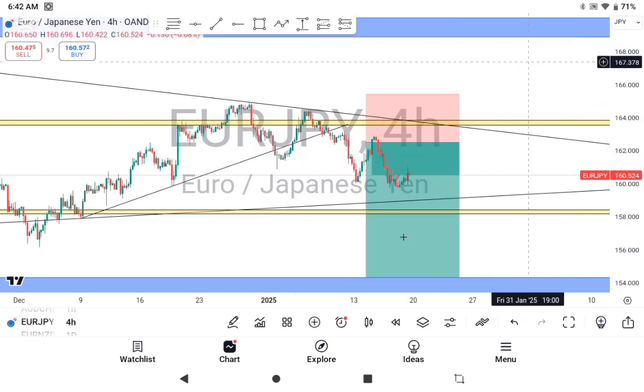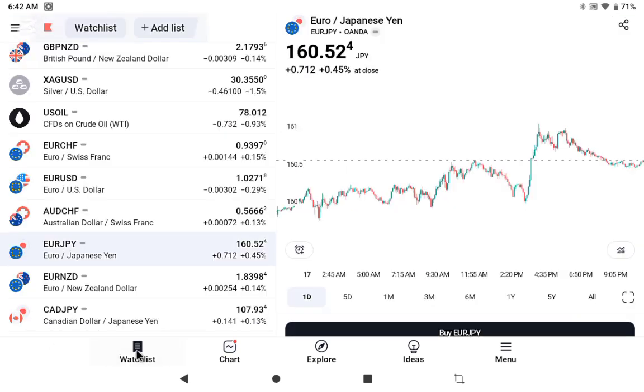Now I have talked about CAD JPY and Euro JPY. Both pairs are trending to the upside, and currently they are on a short-term sell retracement. So that will be all on CAD JPY and Euro JPY for the following market week. So let's see how the market week will go.